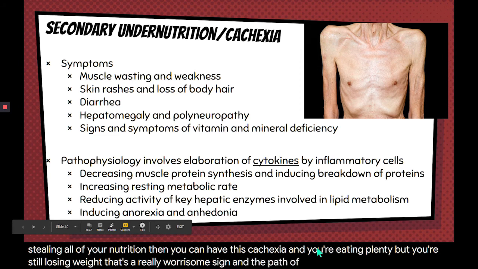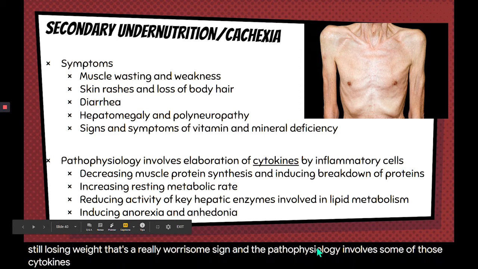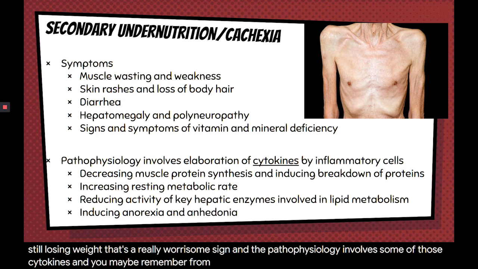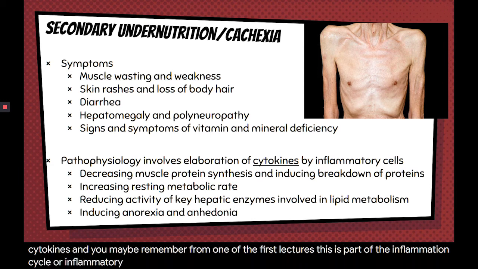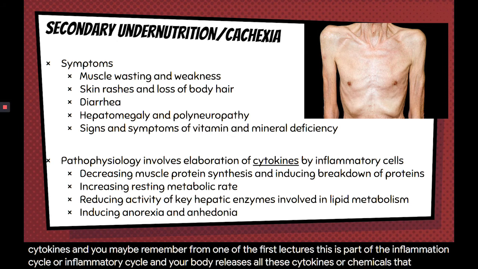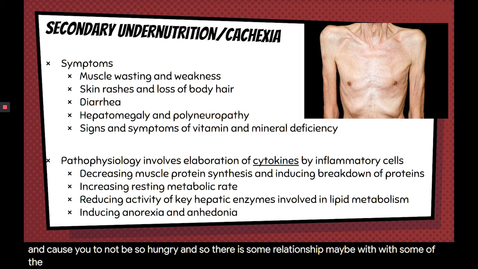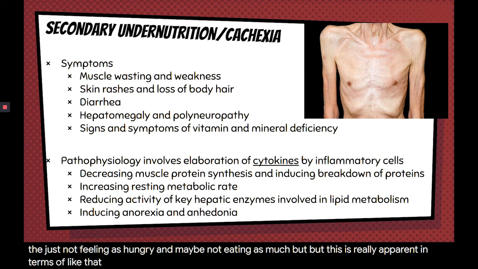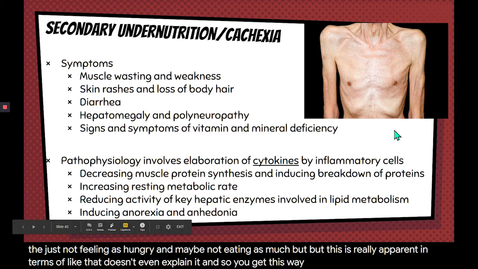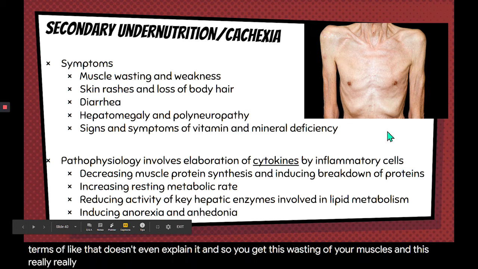And the pathophysiology involves some of those cytokines. And you maybe remember from one of the first lectures, this is part of the inflammation cycle or inflammatory cycle, and your body releases all these cytokines or chemicals that cause you to have a fever and cause you to not be so hungry. And so there is some relationship maybe with just not feeling as hungry and maybe not eating as much, but that doesn't even explain it. And so you get this wasting of your muscles and this really, really thin body habitus.